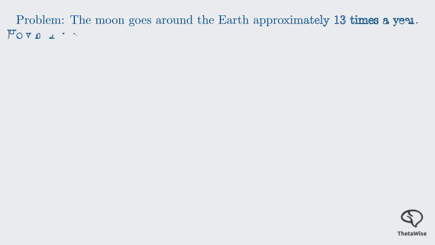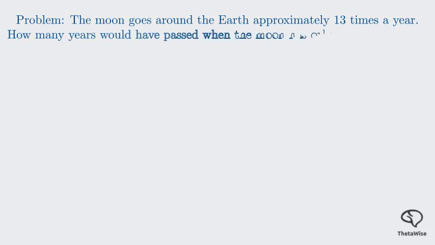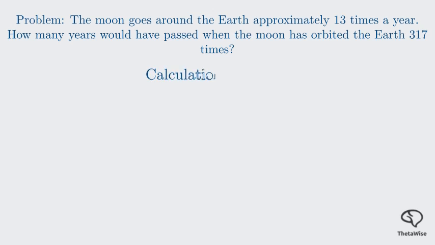Now let's apply these skills to a real-world problem. Here's a homework question. The moon goes around the Earth approximately 13 times a year. How many years would have passed when the moon has orbited the Earth 317 times? To solve this, we need to divide the total number of orbits, 317, by the number of orbits per year, which is 13. So we need to calculate 317 divided by 13.